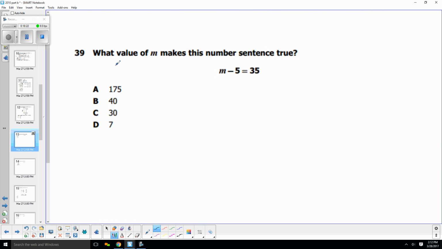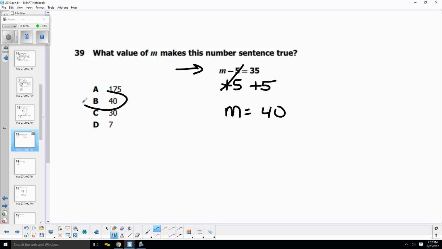39. What value of M makes this number sentence true? This is an equation, so I would solve it. You're going to find your variable. What are you doing with your variable? So what's the inverse operation of subtract 5? Add 5, and you're going to do that to both sides. And so M will equal 40, because this will cancel off.